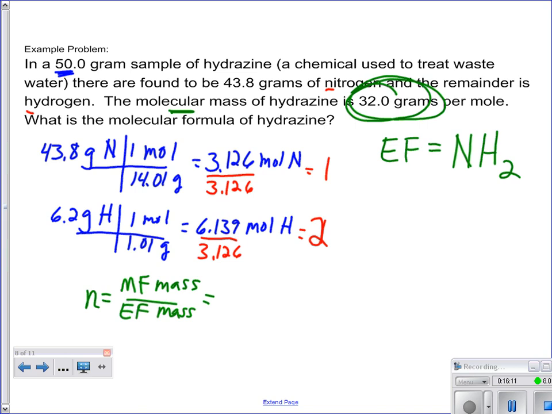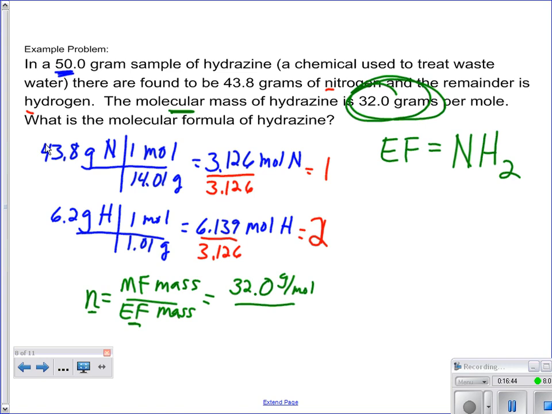Do you think molecular formula's mass will ever be smaller than the empirical formula's mass? No, it is not possible, because your empirical formula is your smallest ratio. So you know that you're always going to get a whole number that's 1 or greater, right? So molecular formula is 32. I'm going to write my units this one time, but after this I'm not going to. It's grams per mole divided by, how do I figure out my empirical formula's mass? You just calculate it. You add it up.